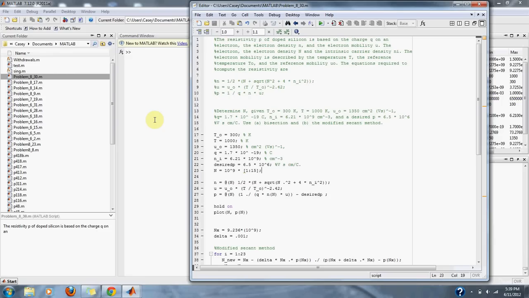V s to the negative 1, Q equals 1.7 times 10 to the negative 19th C, N sub i equals 6.21 times 10 to the 9th cm to the negative 3rd, and a desired rho equals 6.5 times 10 to the 6 V s centimeters per C. Use A, bisection, and B, modified secant method.